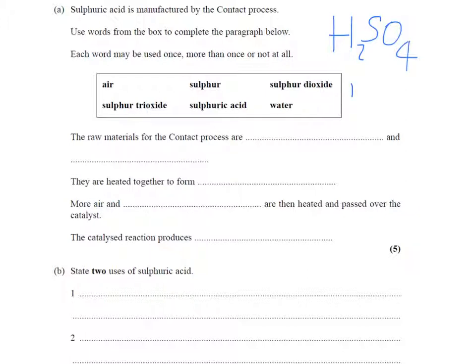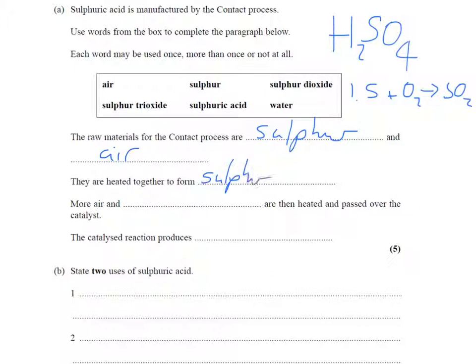And in the first stage, you take sulfur, which is mined, and react it with oxygen, and you form sulfur dioxide. So the raw materials for that process are sulfur itself and, well, you might think oxygen is the raw material, but actually we wouldn't use oxygen, we'd actually just use air. So those are the raw materials, and they're heated together to form sulfur dioxide, okay.